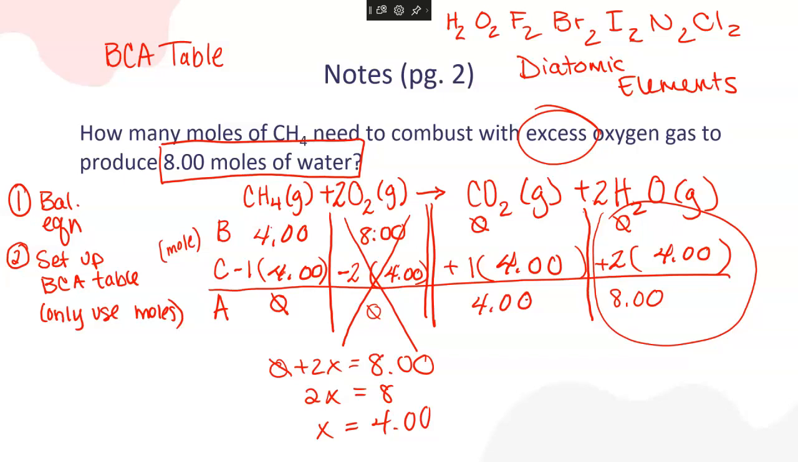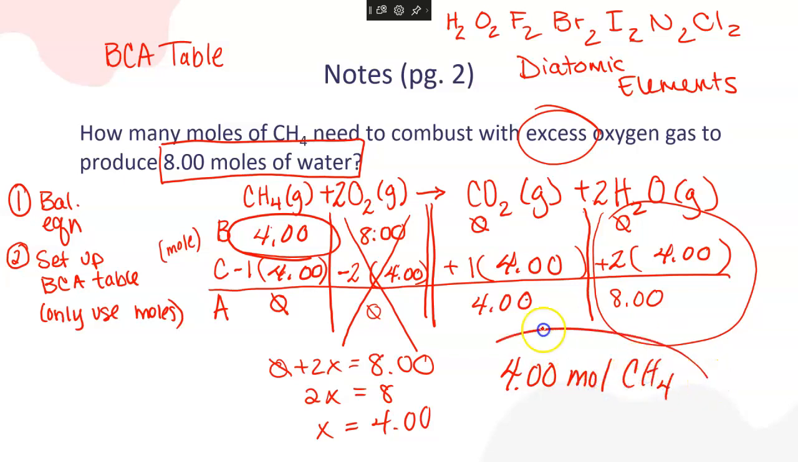Going back to our question, it says how many moles of methane? Well, we go to methane. This is how many moles need to combust. So we say 4 moles of methane. And if you wanted to be super specific, you could say combust. And that is how we use a BCA table to do the same process.